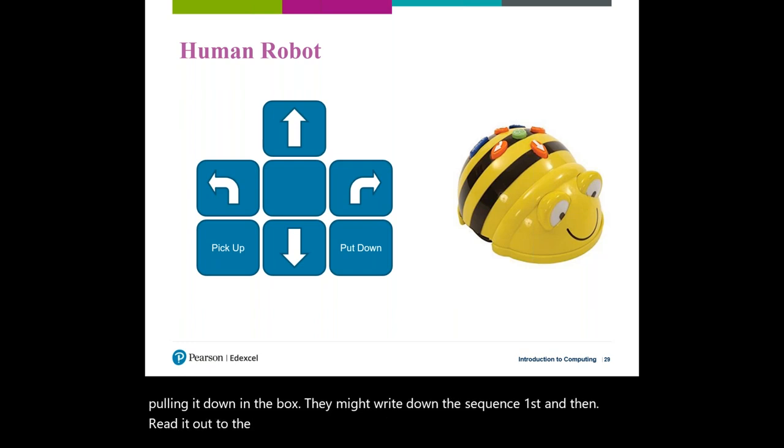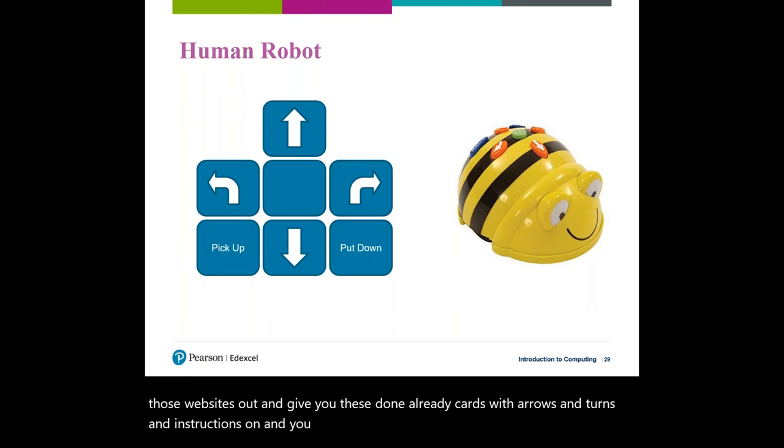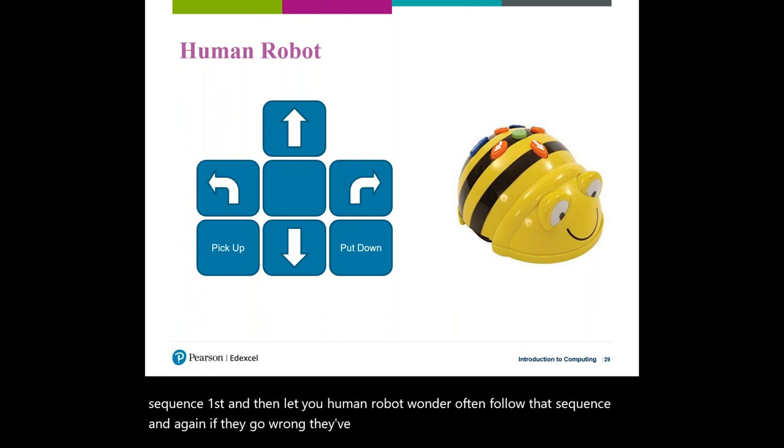You can also quite easily print off little cards, and there are websites out there that give you these done already, cards with arrows and turns and instructions on. You can lay these down on the table to build up your sequence first, and then let your human robot wander off and follow that sequence. And again, if they go wrong, if they've turned left instead of right or haven't quite gone far enough, you debug your program, pull them back to the start, and try again.